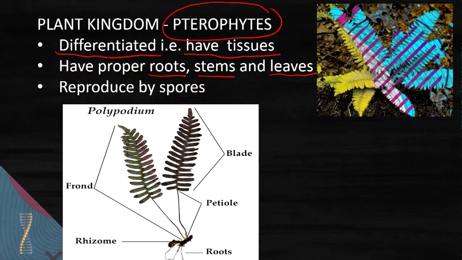You would have looked at, in class, the structure of a fern, and you would have seen they have roots, stems, and leaves. What differentiates them from many of the other plants in our gardens is they reproduce by means of spores. And that is not a particularly effective reproduction method.